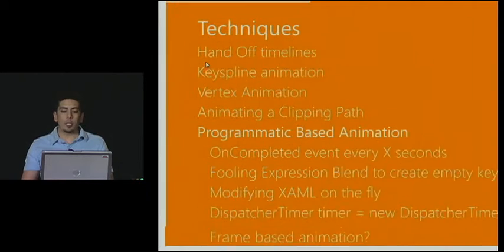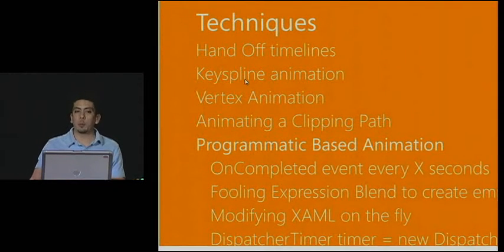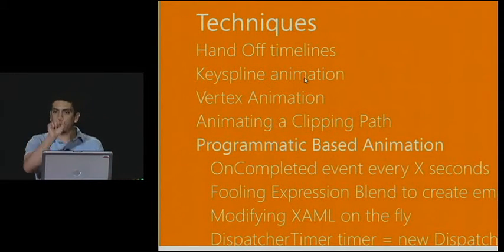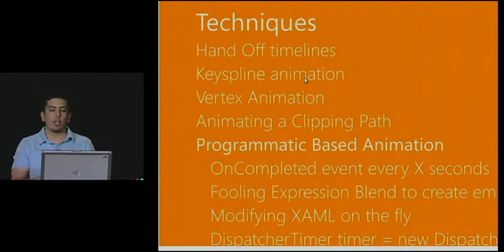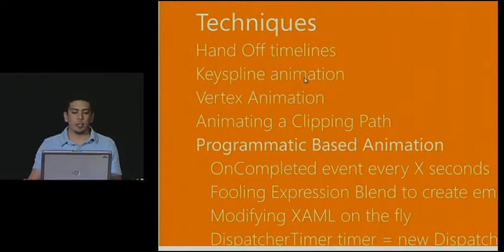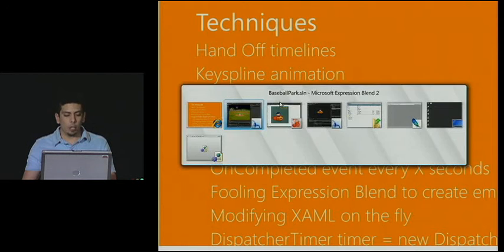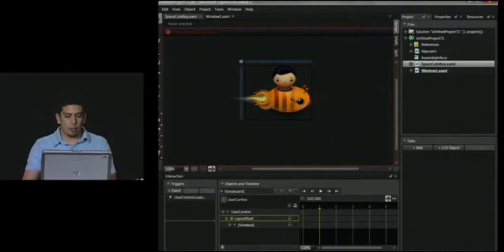The couple new things that we have in Expression Blend 2 as well are key-spline animation, which we already saw, right? The deceleration or acceleration control that we have there, ease in and ease out. Vertex animation is something new. Let me show you real quick.